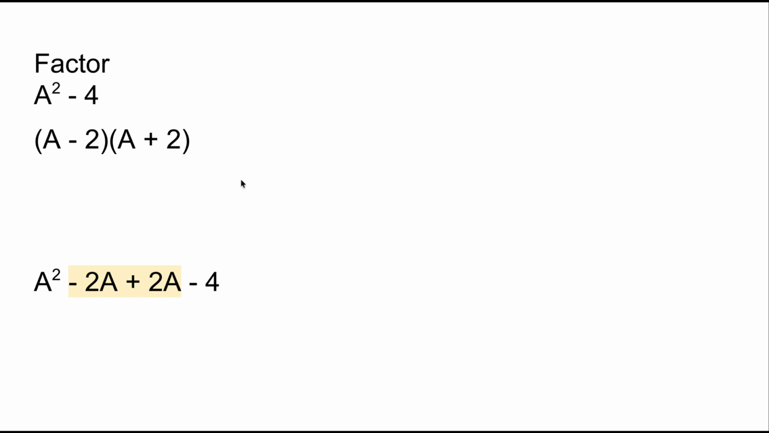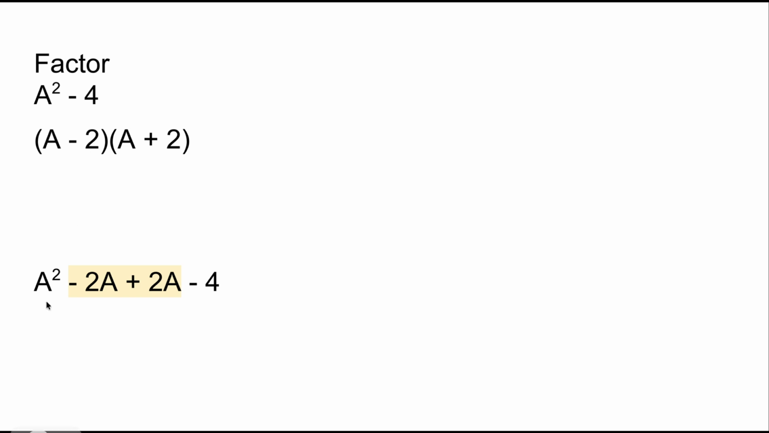Now this one does not have a middle term. This is only a binomial. Do you see this? But we're still going to be able to factor it because it's a perfect square. And I'll show you what I mean. a times a is a squared, so our first terms will be a. Negative 2 times 2 gives us negative 4. This is our answer. Now let's check our work and see why it's true.